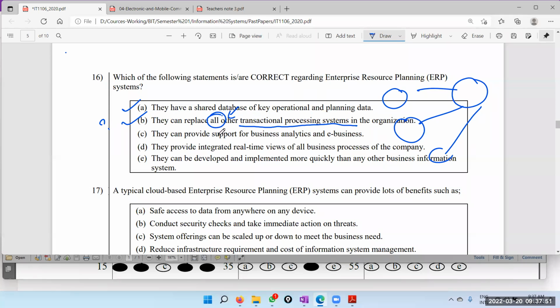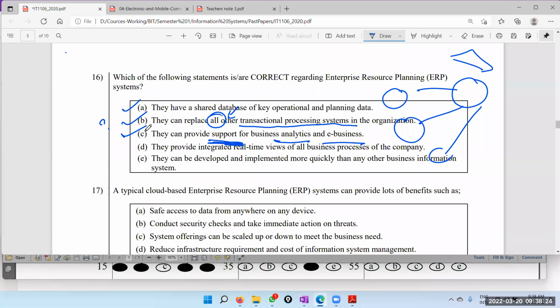They can provide support for business analytics and e-business. Business analytics is analyzing the business data to get an idea about the trends and other things. Since we have that centralized database, yes, it can support it. And of course, e-business, we can connect it to our e-commerce sites as well, through an interface. Because it's also transactions, so we'll take that.